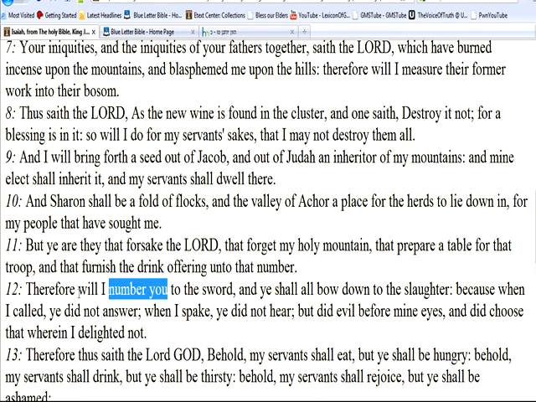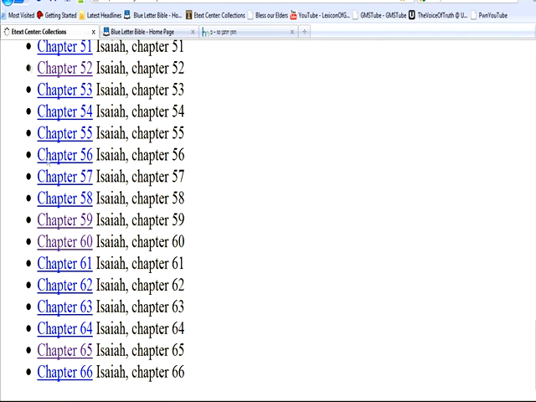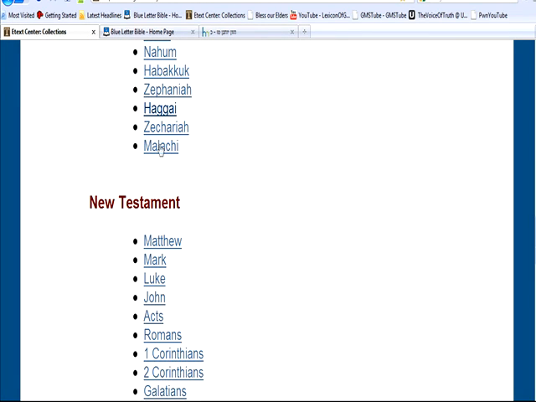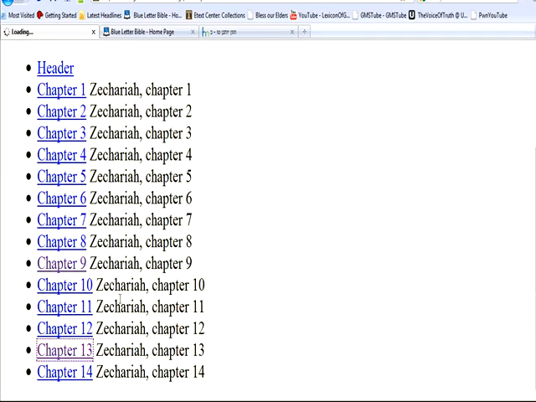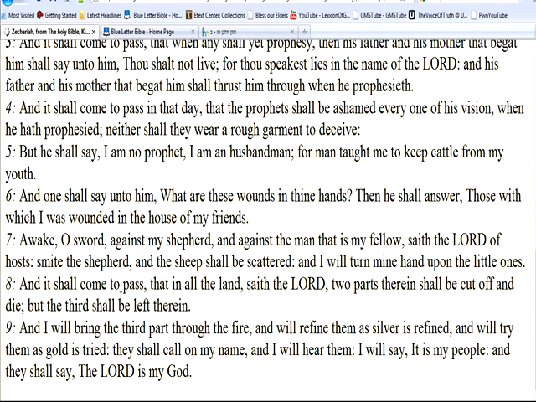All right. It says, "Therefore will I number you to the sword, and you shall all bow down to the slaughter, because when I called you did not answer, when I spake you did not hear, but did evil before mine eyes, and did choose that wherein I delighted not." All right. So this is talking about Israel. Now let's go from there to the book of Zechariah, the 13th chapter, and the 8th verse, and then we're going to end it right there.